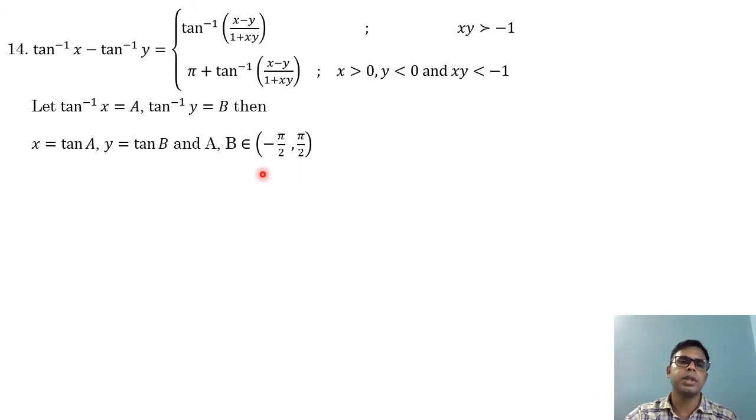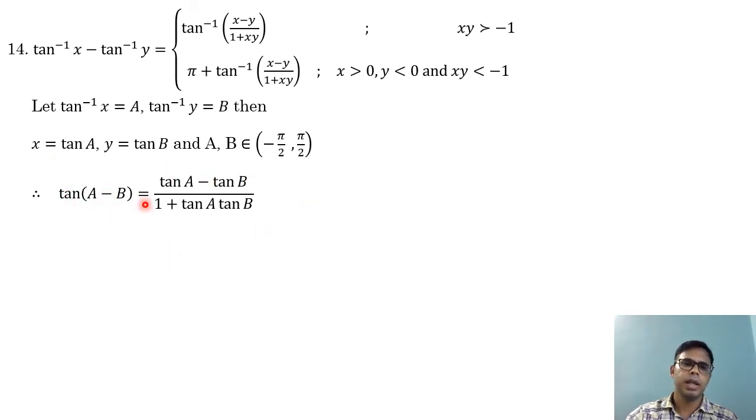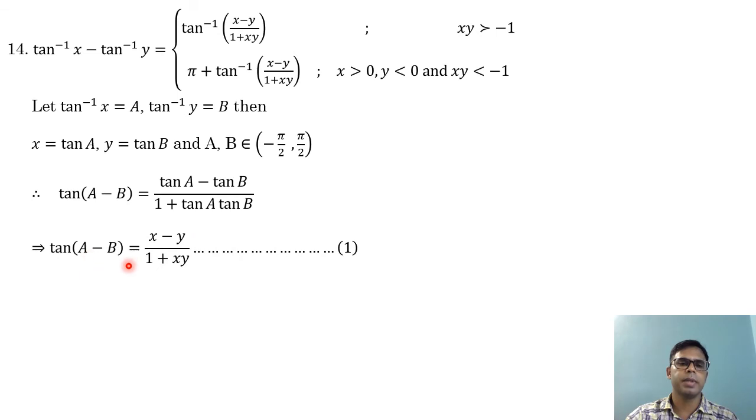And after that we need a minus b. Therefore the formula for tan of a minus b: this is x, this is y, it is 1 plus xy. You just apply that one. Tan a minus b is equal to x minus y by 1 plus xy. So let me mark it by 1. And after that we use these conditions.